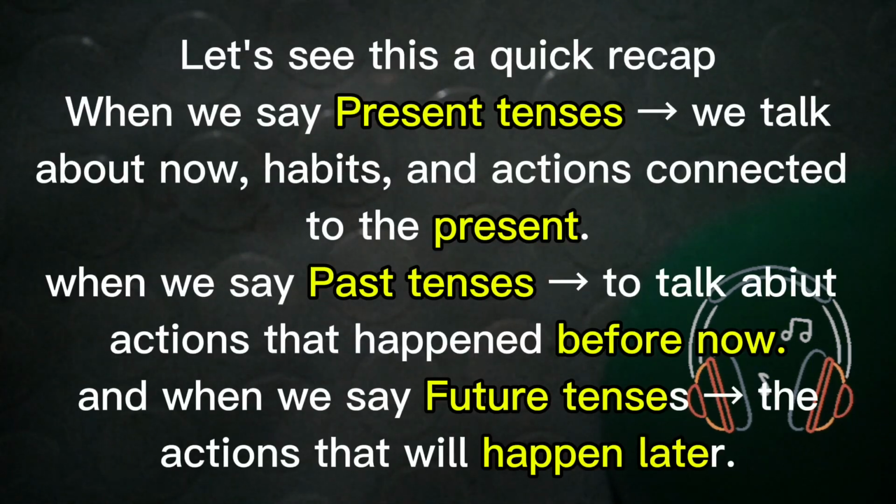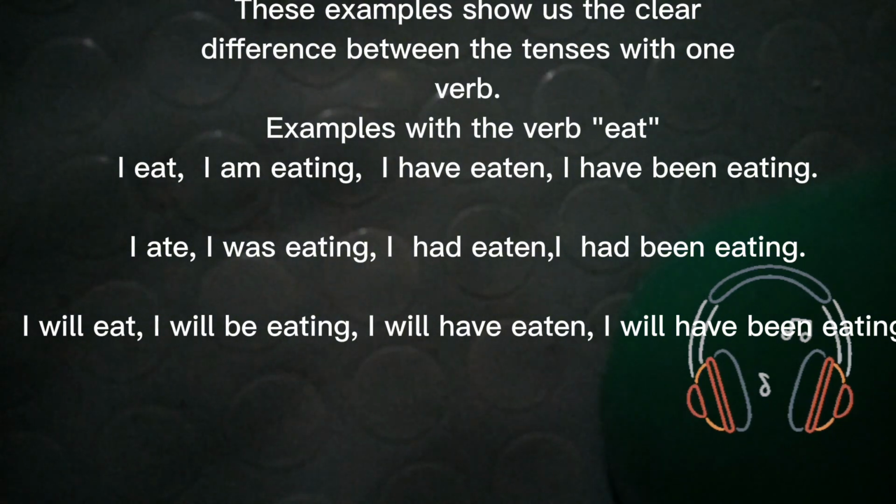Let's see a quick recap. When we say present tenses, we talk about now, habits, and actions connected to the present. When we say past tenses, we talk about actions that happened before now. And when we say future tenses, we talk about actions that will happen later. These examples show us the clear difference between the tenses with one verb.